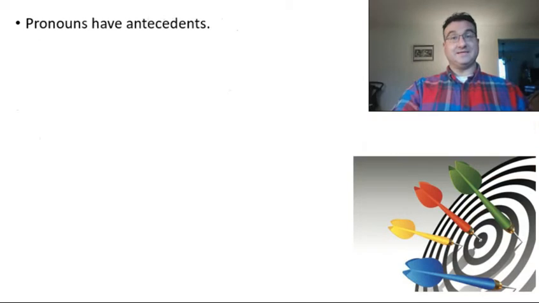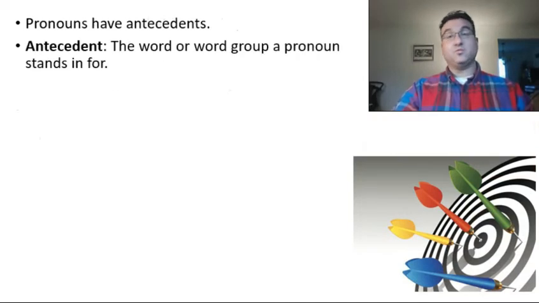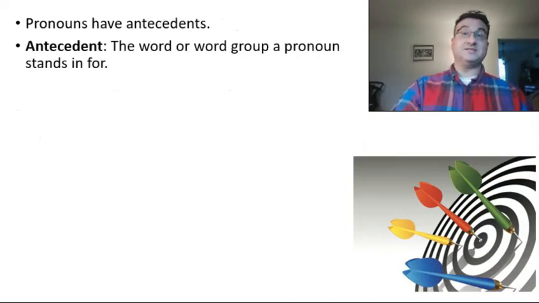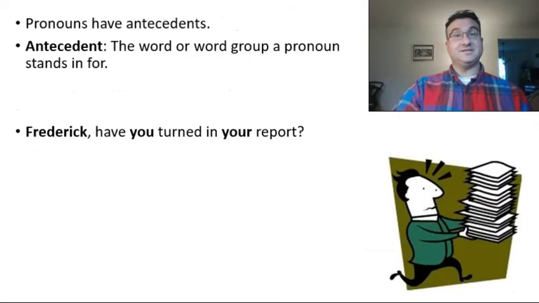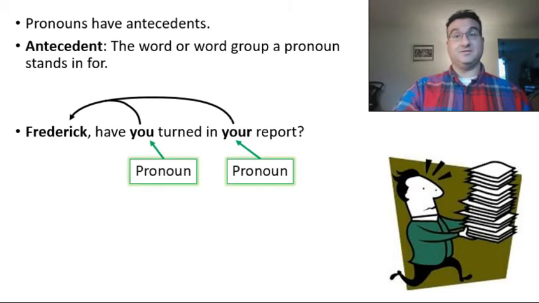Pronouns have antecedents. An antecedent is the word or group of words that a pronoun stands in for. So if you see the sentence, "Frederick, have you turned in your report?" You and your are referring back to Frederick. They're the pronouns, and Frederick is the antecedent.